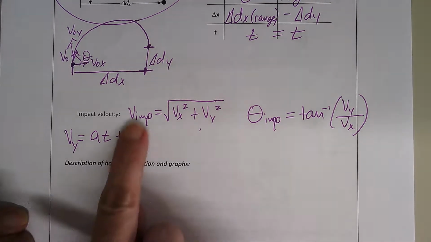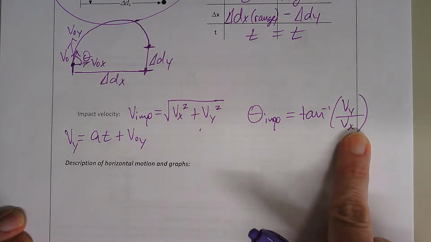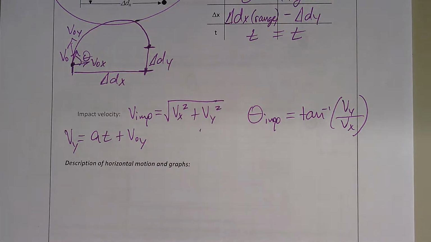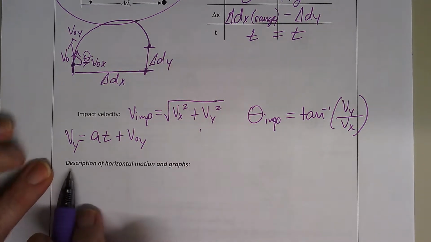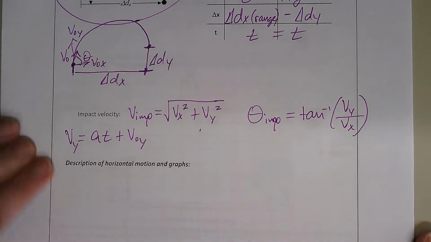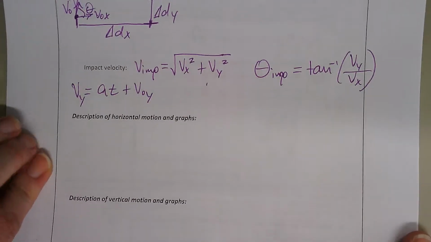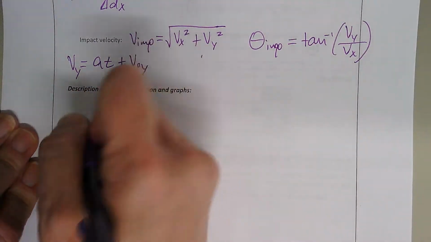Yeah, so there's impact velocity, there's the impact angle. This is the one where I use tangent personally. I love to use tangent for that. You could use sine and cosine if you prefer, I don't care. All right, so the description of the horizontal motion in graphs is the same as it was for the last two types of launches.